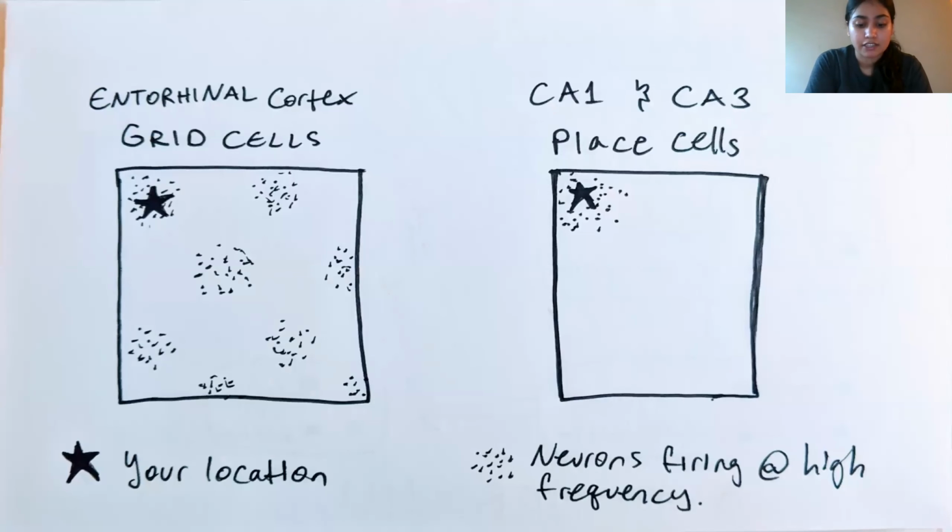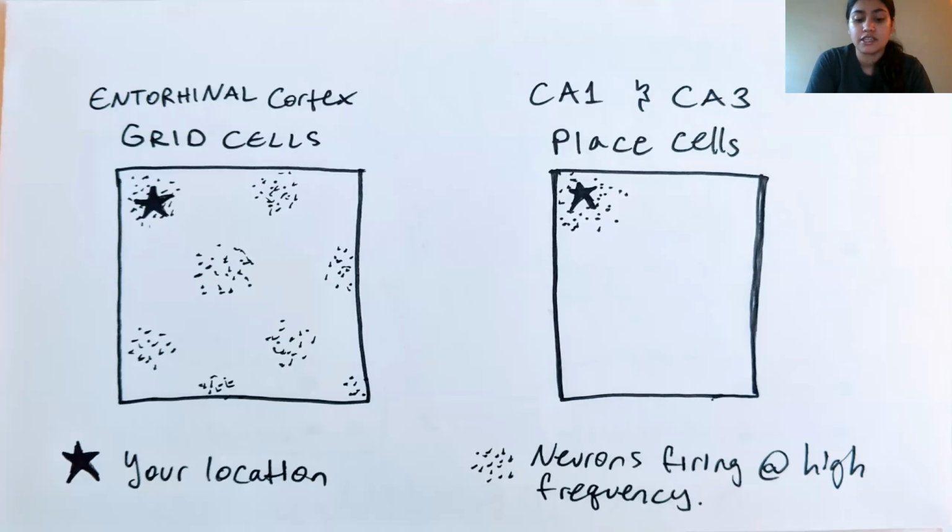In terms of navigation, the entorhinal cortex contains these things called grid cells, which fire at regular intervals throughout the process of spatial navigation and create a sort of grid map of the space that you're navigating. This is occurring alongside a process in the cornu-ammonis, which allows you to pinpoint your location within that grid map.